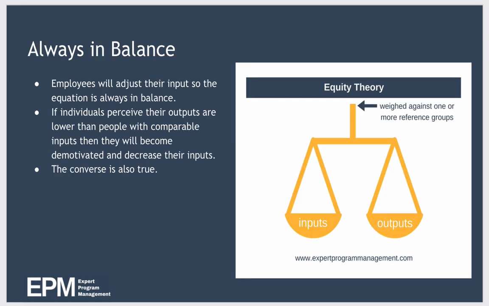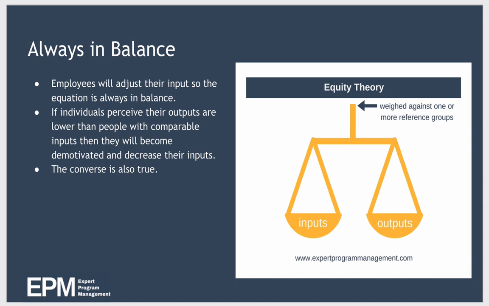You can visualize equity theory by thinking about a weighing scales where you have inputs on one side and outputs on the other, and an individual is always working to keep these two in balance using other people as their reference group. Essentially, individuals will always adjust their inputs because that's all they have control over, so the equation is always in balance. If an individual believes their outputs are lower than their inputs relative to others around them, then they're going to become demotivated. And likewise, an individual may need to increase their inputs if their outputs are greater than those doing exactly the same job.